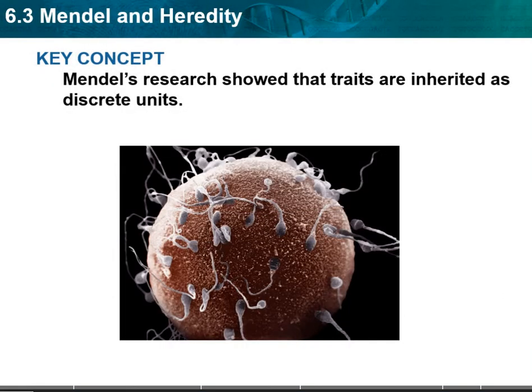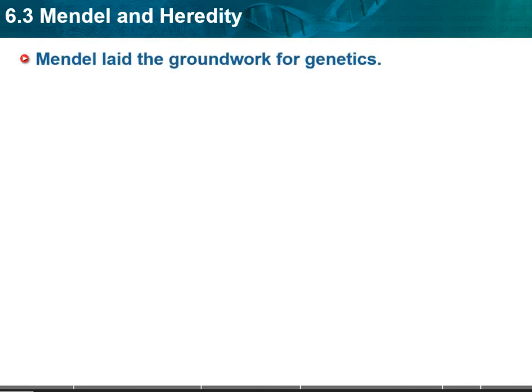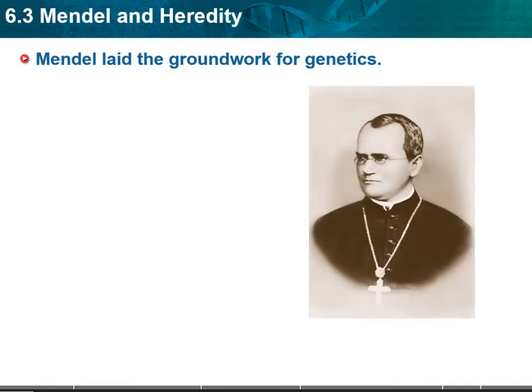So in section 3, we're going to start talking about Gregor Mendel and the work that he put into basically becoming the father of genetics. So Mendel laid the groundwork for genetics. He was an Austrian monk. He didn't go about saying, like, I'm going to figure out how genetics works. He was in the monastery.